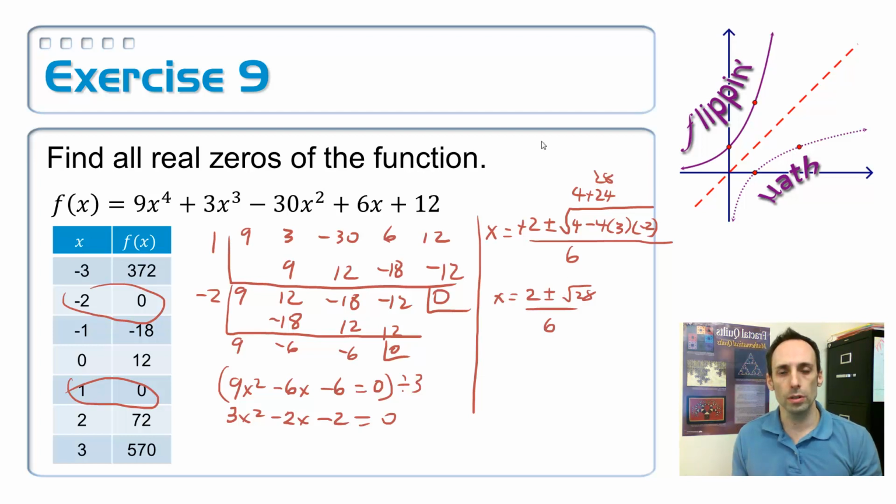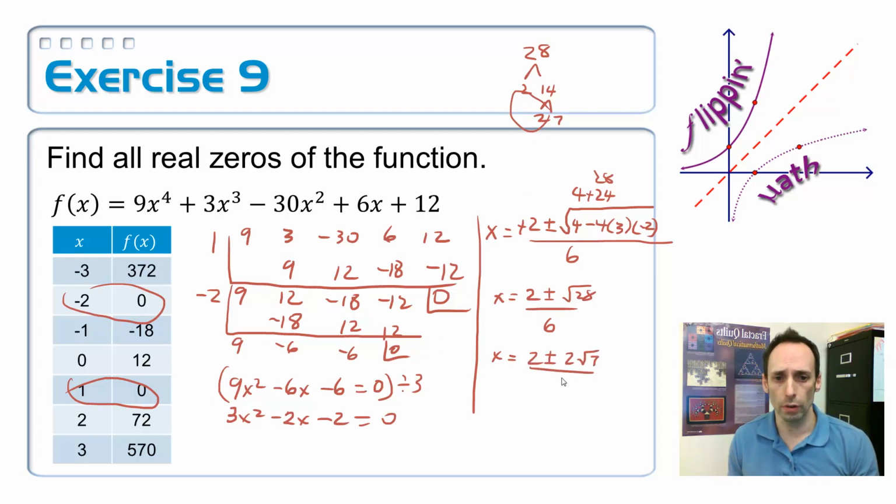I think the square root of 28 simplifies. 28, 2 goes into that 14 times, and then 2 goes into that 7. Pair of 2's. So x is equal to 2 plus or minus 2 root 7 over 6. Hey, everything is even. Why don't I divide everything by 2? Finally, x is equal to 1 plus or minus square root 7 over 3. So there's our final answer.